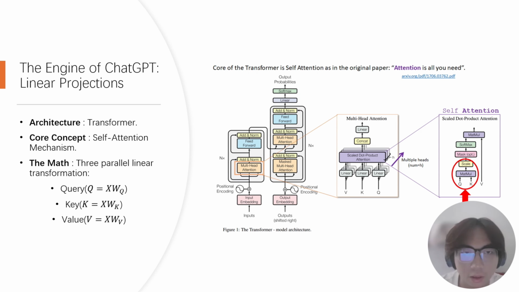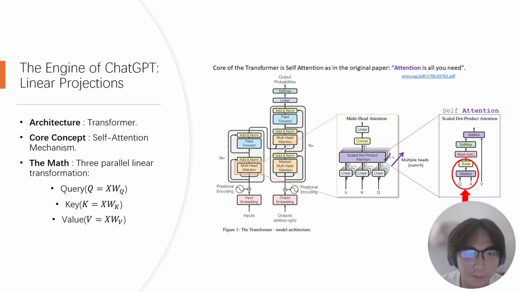Finally, let's talk about the most advanced technology today, large language models like ChatGPT. These models are based on the transformer architecture. The core innovation here is the self-attention mechanism, which helps the AI understand the relationship between words. Amazingly, this advanced mechanism relies on three parallel linear transformations.